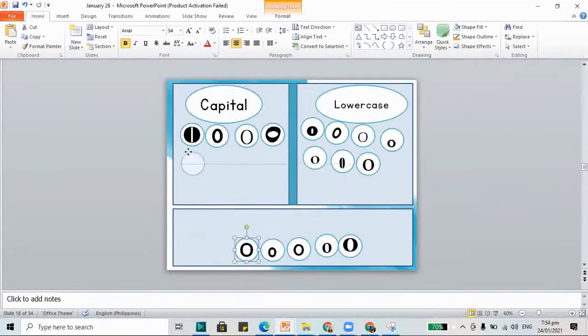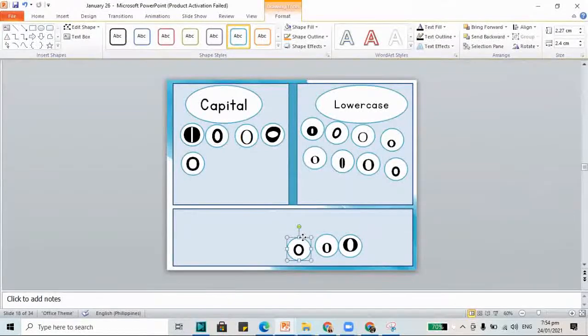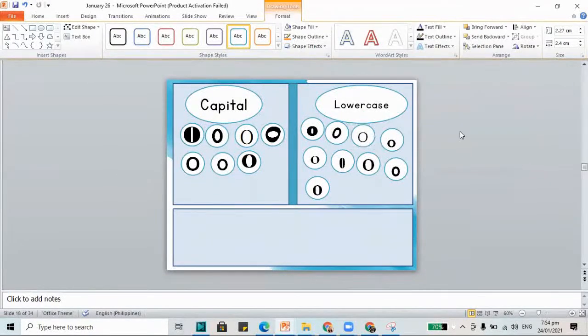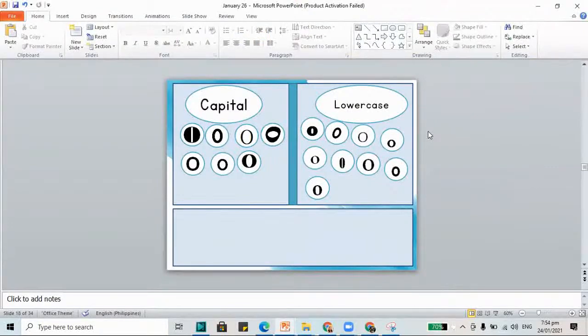This one is capital O. Another lowercase. This one is capital. This one is also capital O. And this one is a lowercase letter o. So we found all our letter O's, the capital O's, and the lowercase o's. And remember, even though they don't look alike, they all have the same sound, the aw sound.